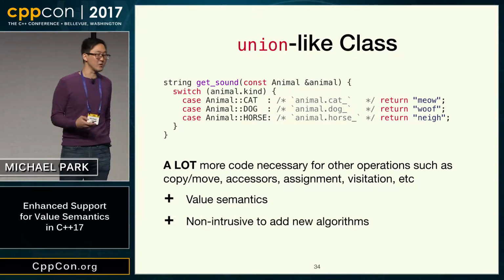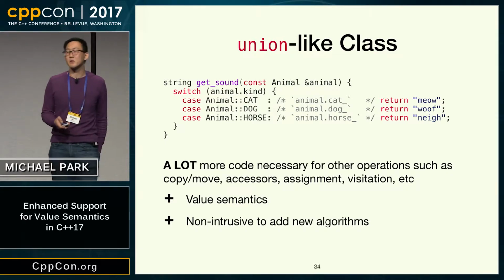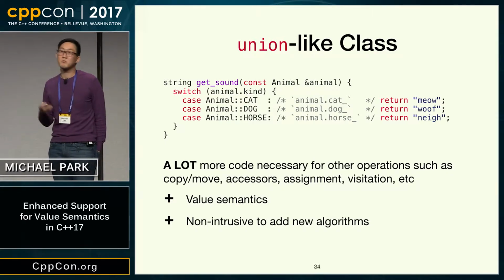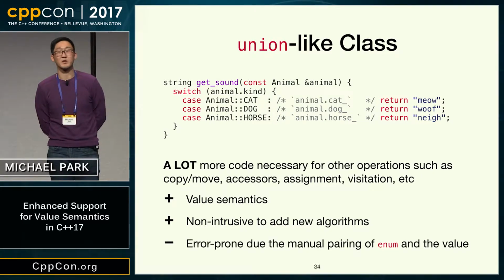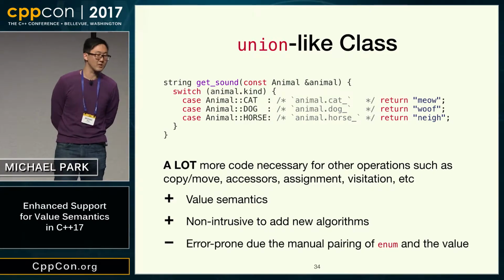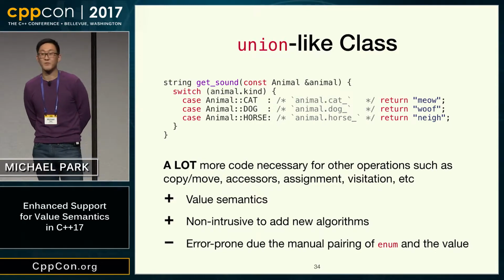We're able to add new algorithms non-intrusively. What I mean by that is the animal class doesn't have to change, but it's error prone due to the manual pairing of the enum and the value. We have to get the enum and the access into the value matched up perfectly, otherwise we have a bug.